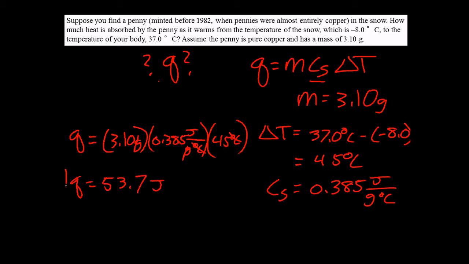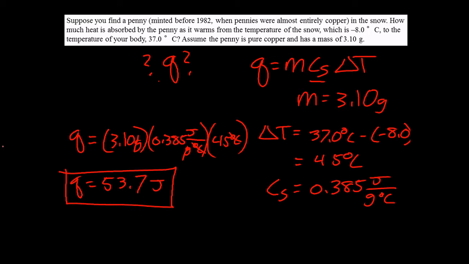joules of heat. Now notice here, the number that we got is positive. That was not a coincidence. It's positive because the penny absorbed heat. It absorbed heat from our hand. In this case, our hand is actually part of the surroundings because the penny is our system. So the penny gained heat, and so therefore Q is positive.